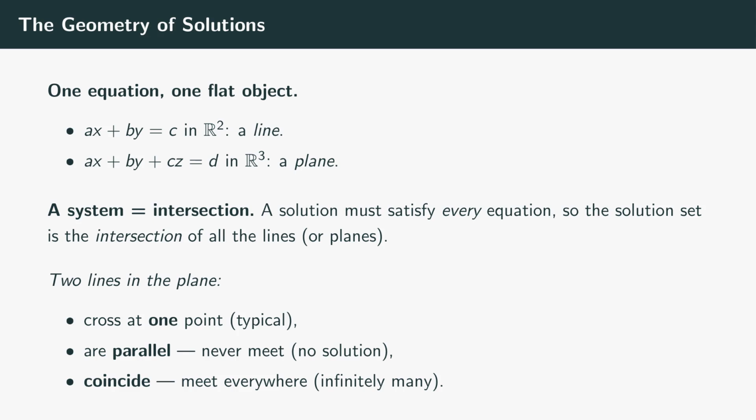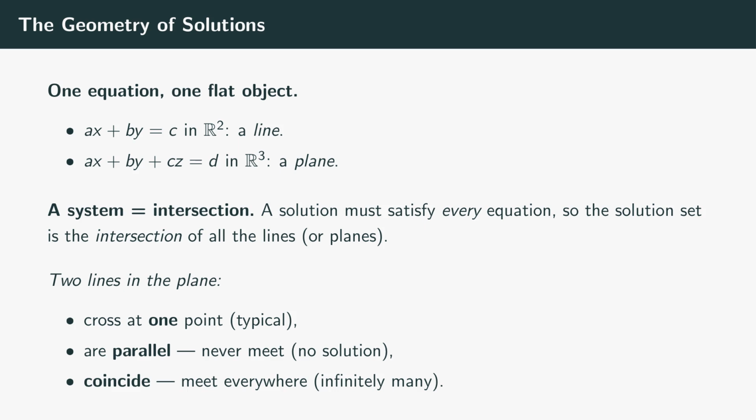Now the geometry, because it explains everything. A single linear equation describes a single flat object. In the plane, an equation like ax plus by equals c is a line. In space, ax plus by plus cz equals d is a plane. A solution to a whole system has to satisfy every equation at once, which means it must lie on every one of those lines or planes simultaneously. So the solution set of a system is precisely the intersection of all its lines or planes.